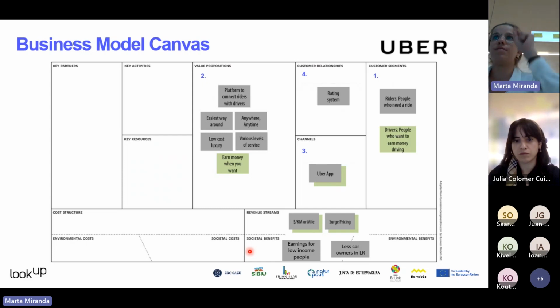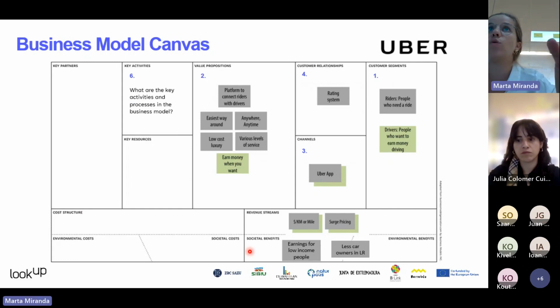So we can see if the value proposition is related to our customer, if our customer is related to our channel, if we are able to make an earning of this value proposition, and what are the steps to take into account: what are the key activities and the processes in the business model. What do I have to do in order to make my business function?